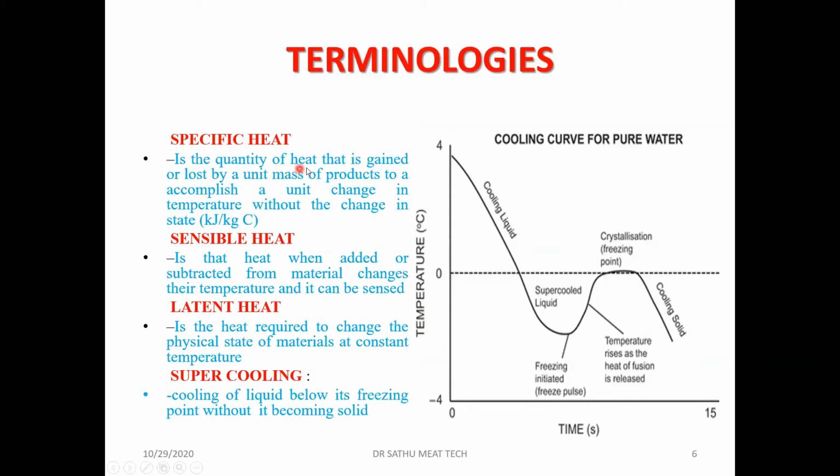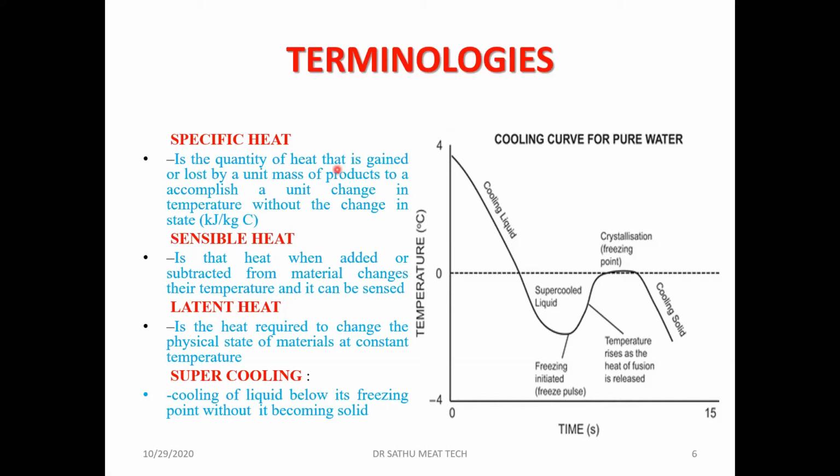Specific heat is the quantity of heat that is gained or lost by a unit mass of food material to accomplish a unit change in the temperature without the change in the state. So here there is no change in the state. No change in the state means it's not from solid to liquid or from liquid to the vapor form. So specific heat means how much temperature has risen or lowered due to exchange of heat. That is called a specific heat.